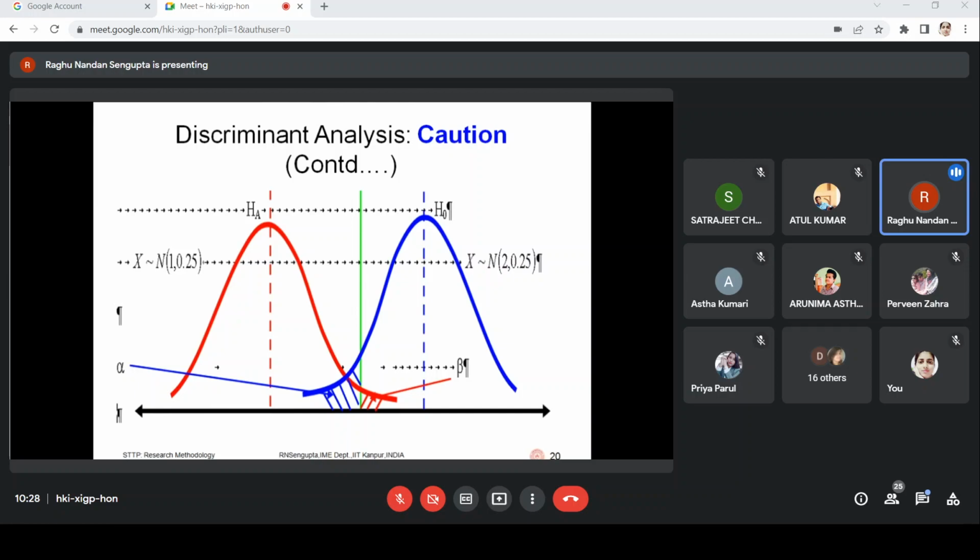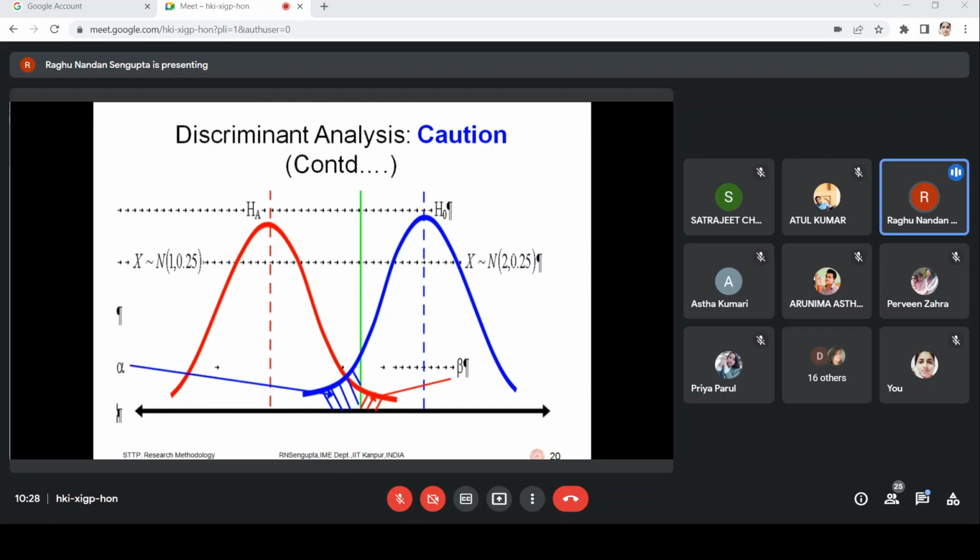So you try to shift that green vertical line either to the right or the left. But very interestingly, you will see if you shift the green one onto the left, the value of beta will increase, but alpha will decrease. And if we shift onto the right, alpha will increase and beta will decrease. So technically, you wanted to decrease both of them, but both at the same time is not possible.